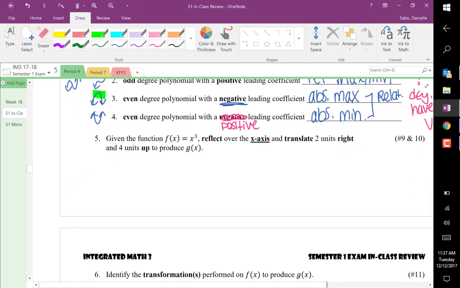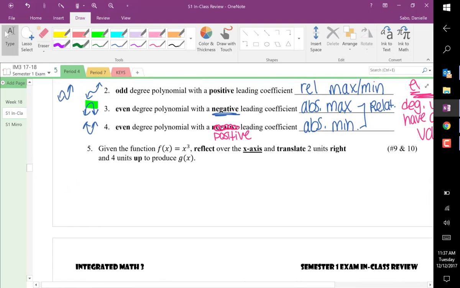Okay, next part. Given the function f of x equals x cubed, reflect over the x-axis, that's one piece. Then we're going to translate 2 units right, and then we're going to go 4 units up. You guys were so good at transformations. If you have that bright green sheet in the very beginning that we did, I put it in bright green so that you were able to find it easily, because almost every single chapter we do in Math 3 has transformations. You were really good at this. Give me 1 second.